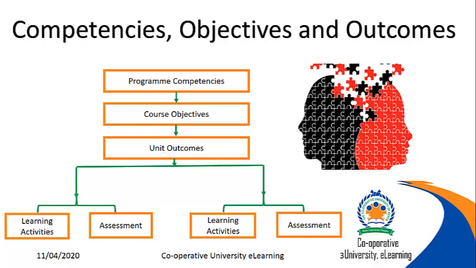This is going to be reflected in the course development template that is going to be attached. So the course development template will have outcomes at the topic level. Now, these outcomes are very important because they are the ones that are going to guide you as you're developing the learning activities and the assessment at the topic level.